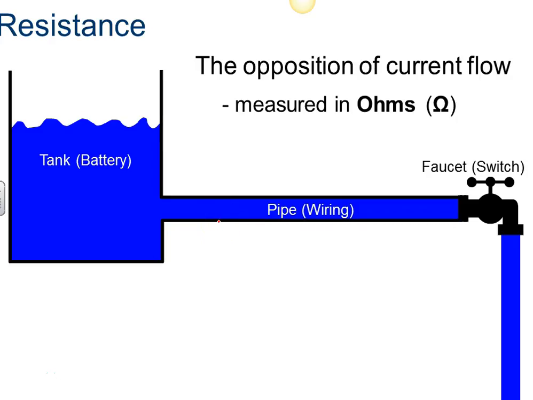All right, resistance is the third term that we have to be concerned with. It is the opposition of current flow. This is measured in ohms, named after someone. This is the capital Greek omega.